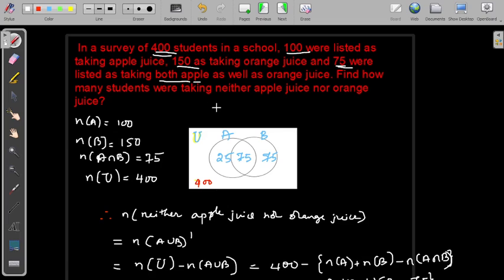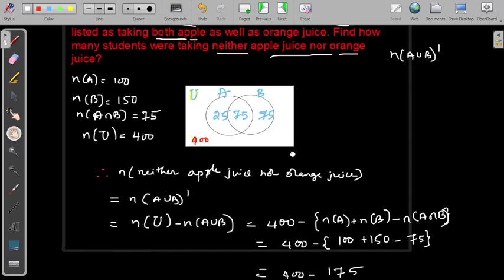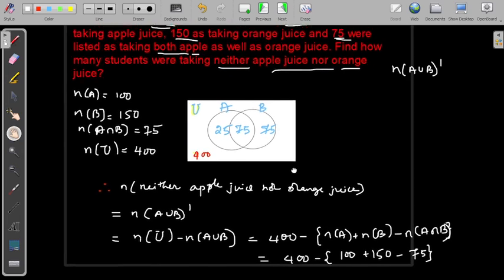Find how many students were taking neither apple juice nor orange juice. The question asks for neither apple juice nor orange juice. Either apple juice or orange juice means A union B, so neither apple juice nor orange juice means A union B whole dash. I have drawn the Venn diagram here. You can solve either using the Venn diagram or using the formula. I have solved using both methods here.